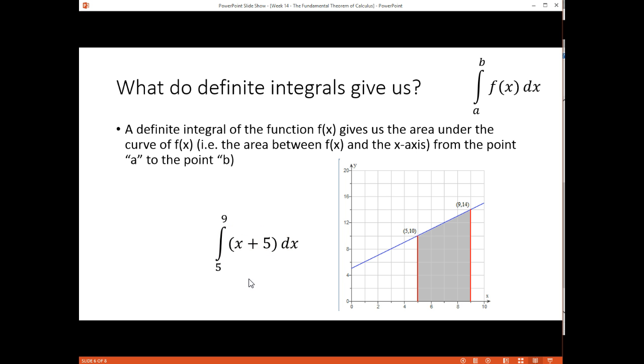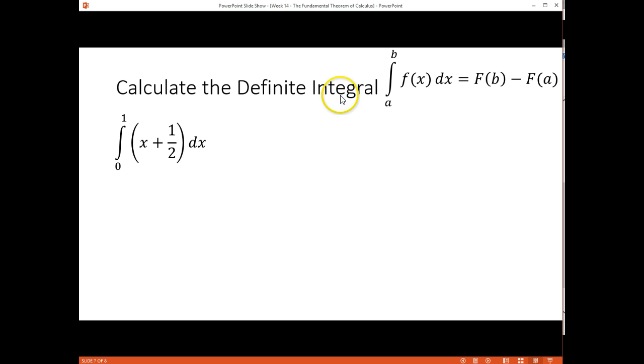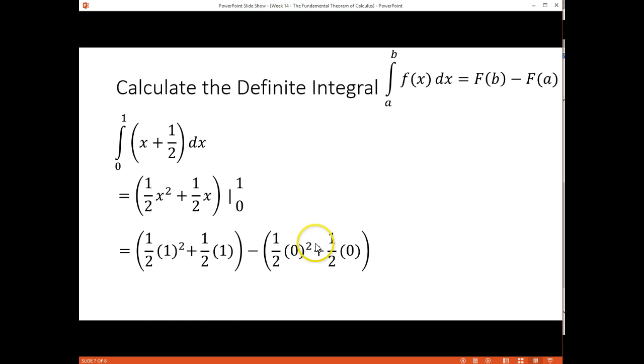Let's see if we can do an example with this. Calculate the definite integral from a to b of f of x dx, F of b minus F of a. This is our fundamental theorem of calculus. Basically what this is going to do is give us the area under the curve of this function. So again, just like what we've been doing, this is 1/2 x squared plus 1/2 x from 0 to 1. And again, we're going to evaluate at 1, we're going to evaluate at 0. And that gives us 1/2 plus 1/2, which is 1, which tells us the area under the curve from 0 to 1 of this function is equal to 1 square unit.